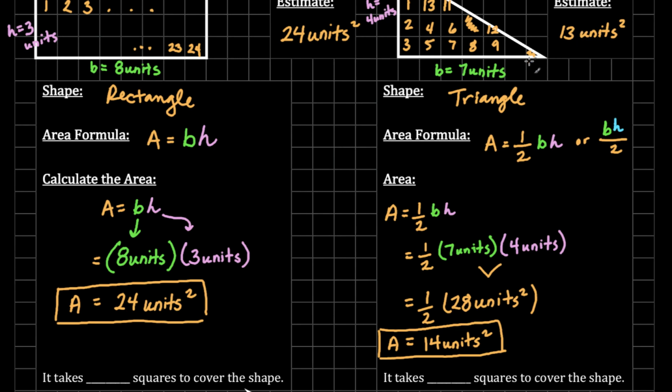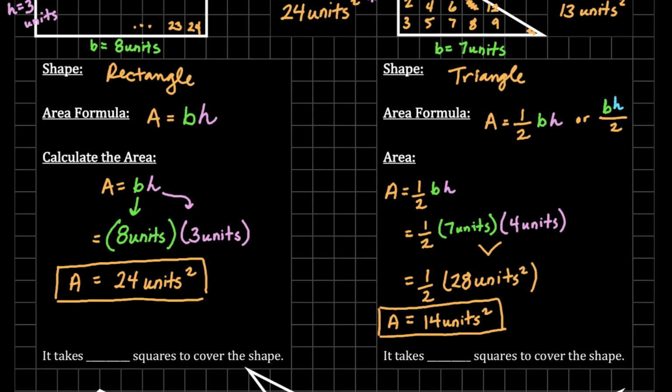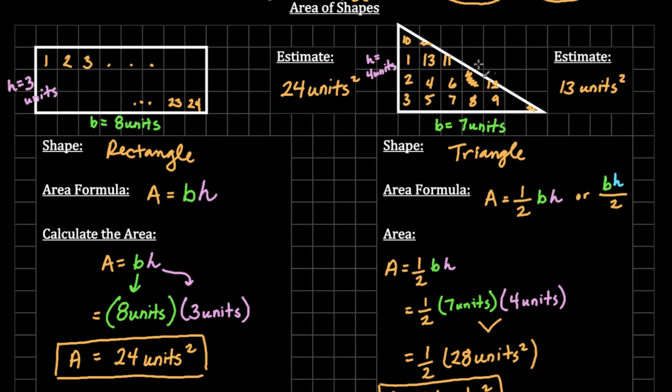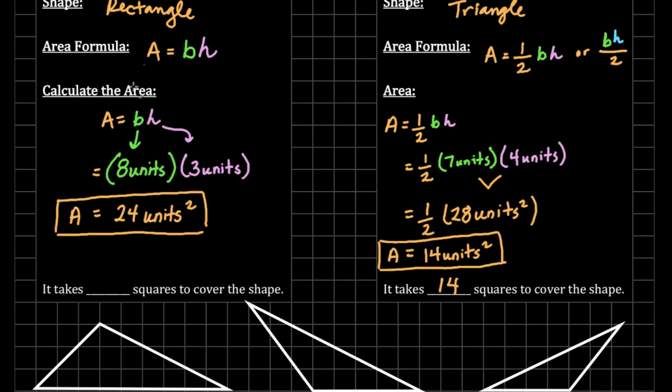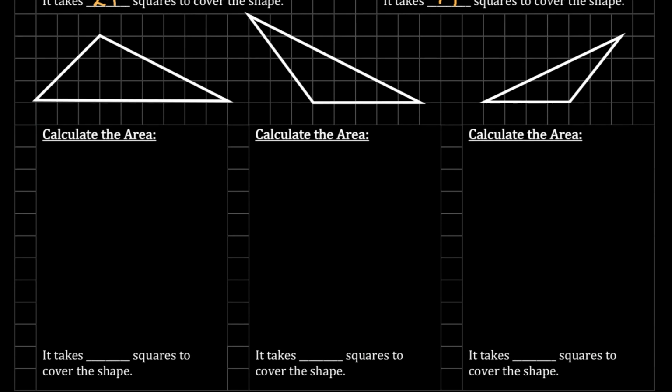So my estimate was close, but obviously I counted wrong, probably because I left something out, but it was close enough. So let's write the statement real quick. This area is 14 units squared, which means it takes 14 squares to cover the shape. They may be chopped up squares, but it takes 14 squares to cover this up. And it takes 24 squares to cover up that rectangle.